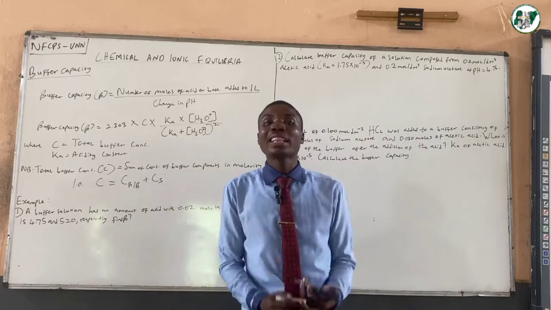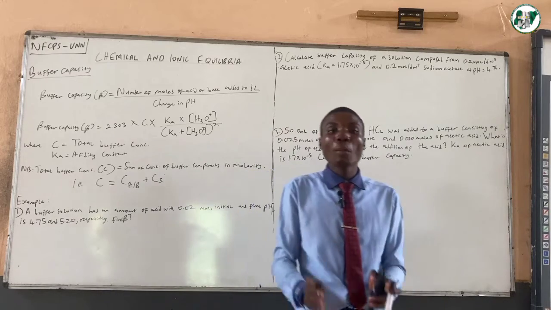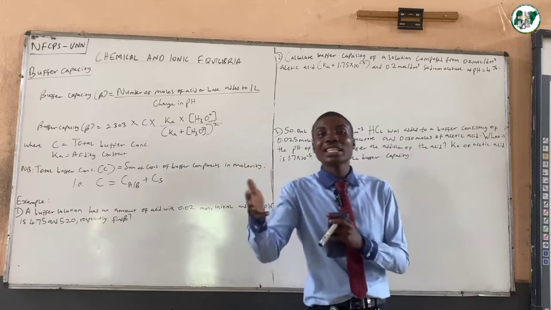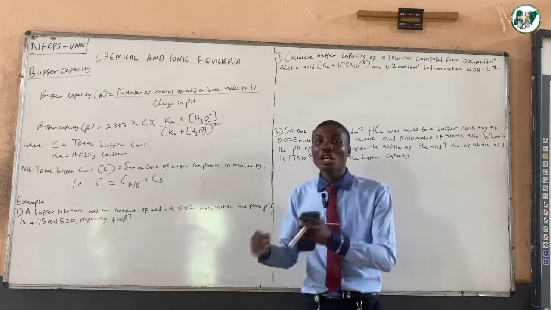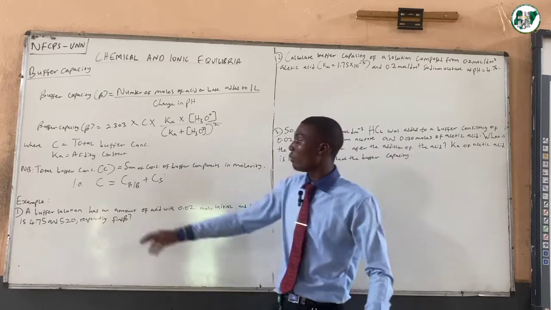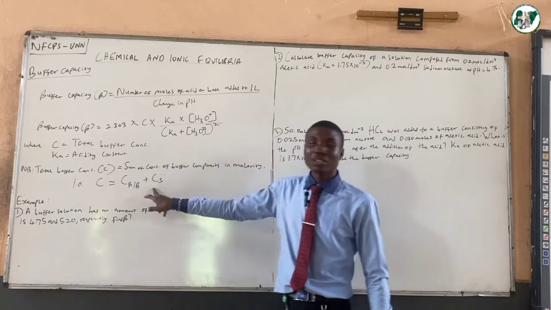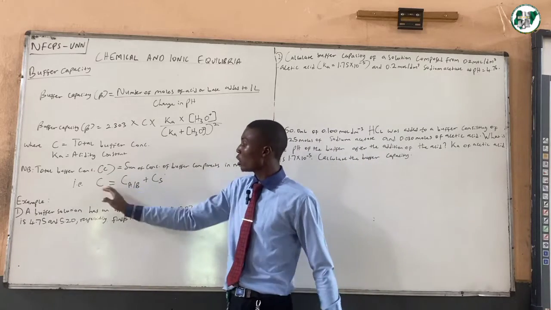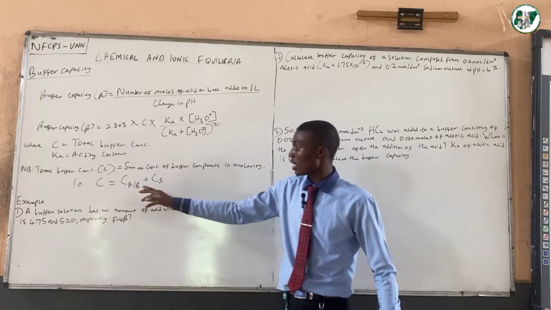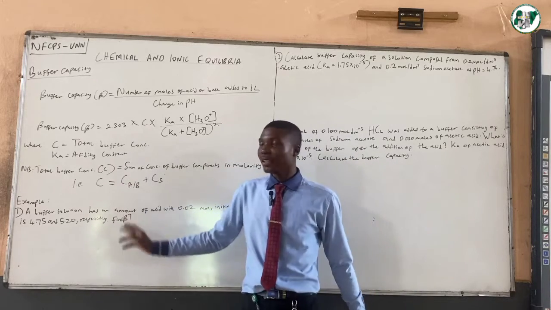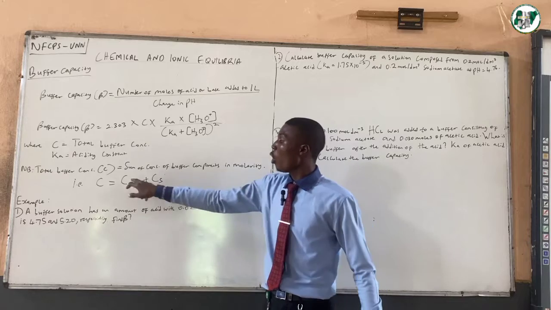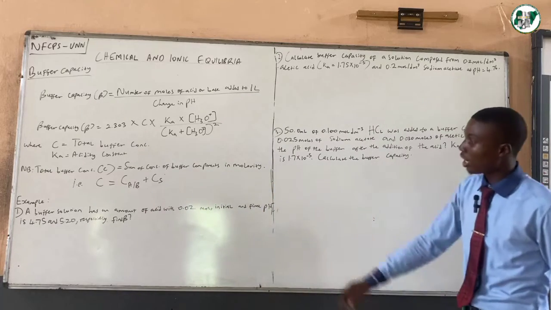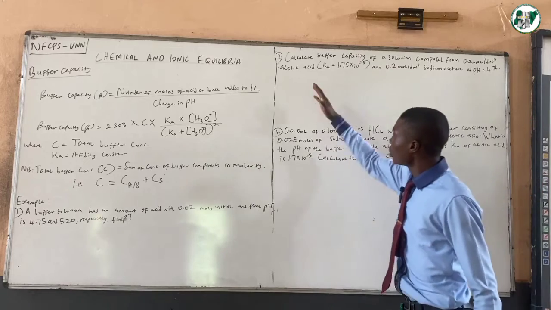We already told you that buffers are made up of acid with conjugate base or base with conjugate acid. So if you have acid plus conjugate base, it means that the total buffer concentration will be the concentration of the acid plus the concentration of the salt. If it is base and conjugate acid, the total buffer concentration is equal to the concentration of the base plus the salt. So it's either concentration of acid plus the salt or concentration of the base plus the salt, which represents the conjugates.